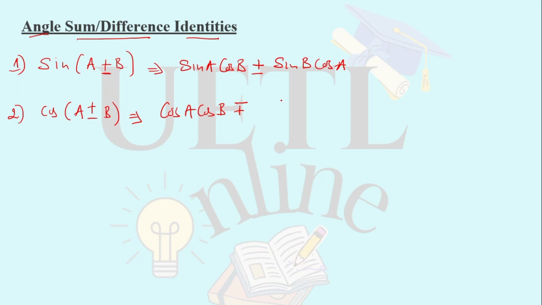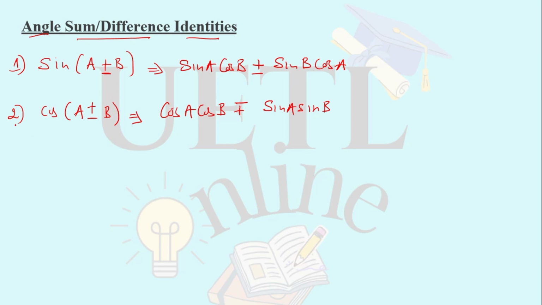Then here sine A sine B. Make sure you are noting these signs, the difference here. You are noting that here you say cos A cos B, then here sine A sine B, and here you are saying sine A cos B. Please make sure you are paying attention to the differences.